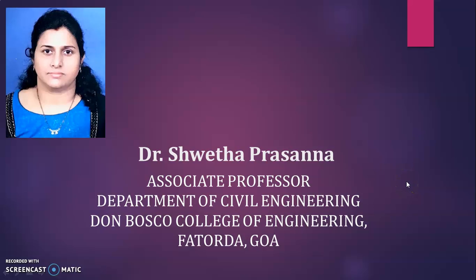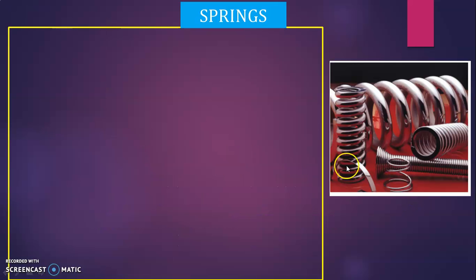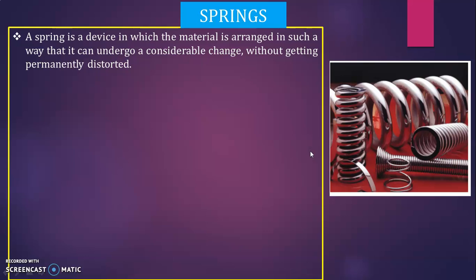What are springs and what are the different types of springs? A spring is a device in which the material is arranged in such a way that it can undergo a considerable change without getting permanently distorted. All of you know this spring. You can see here, this is the spring.